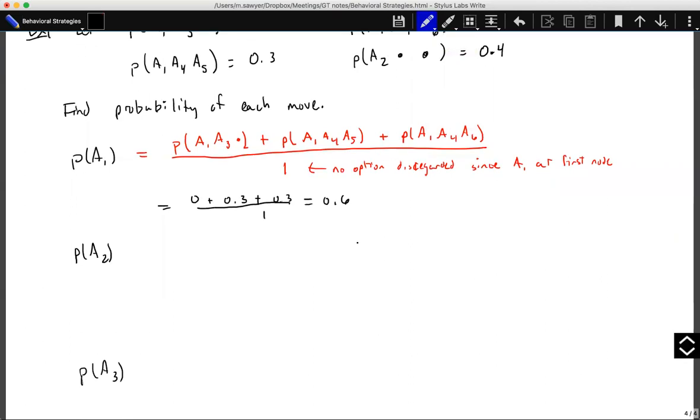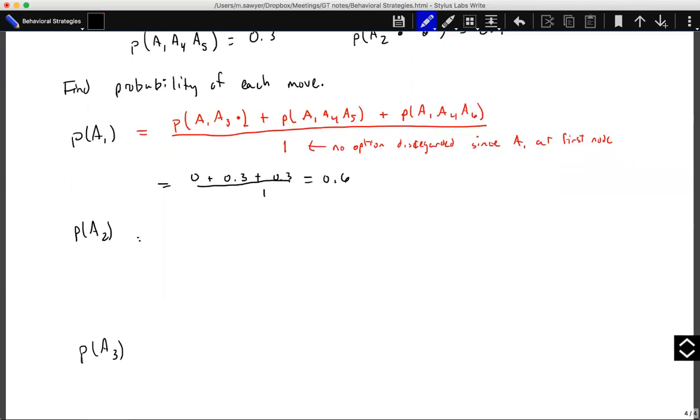The probability of A2 is equal to the probability of A2 dot dot, and that's the only case where A2 is present, divided by 1, which gives 0.4. And note that since A1 and A2 are in the same information set, the sum of those two probabilities has to equal 1, because they're the only two pieces in that information set. So that's a good check.